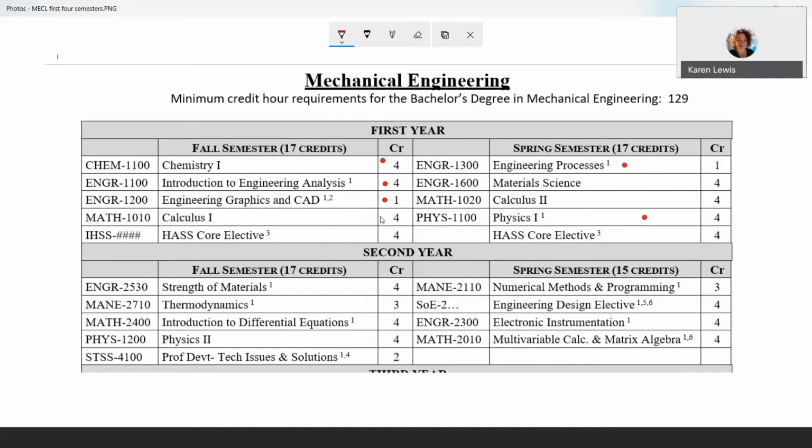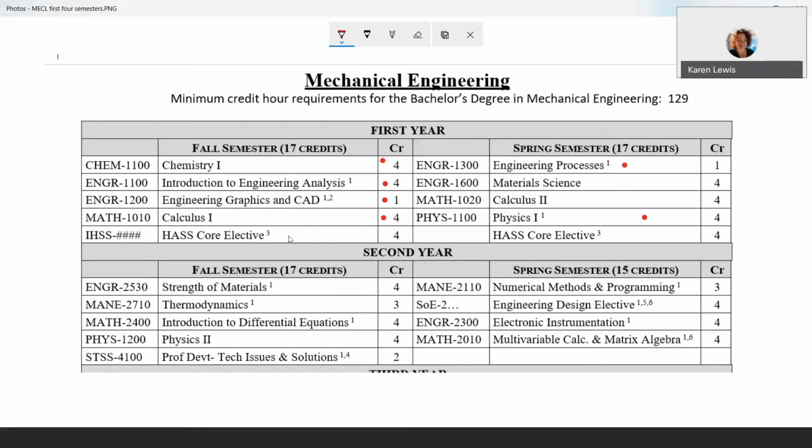Then we always want you to take a math course in your first semester. So if you don't have any credit for Calculus 1, that would be what you would enroll in, since our curriculum begins with that course. If you do have credit for Calc 1, Calc 2 would be moved over to the fall semester.